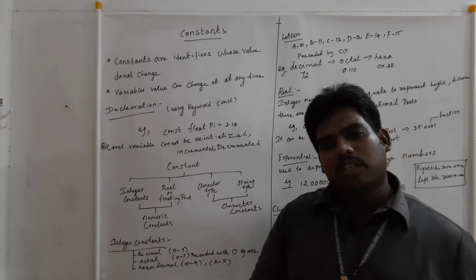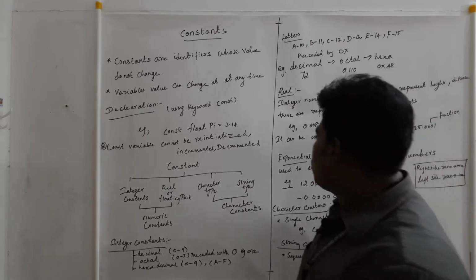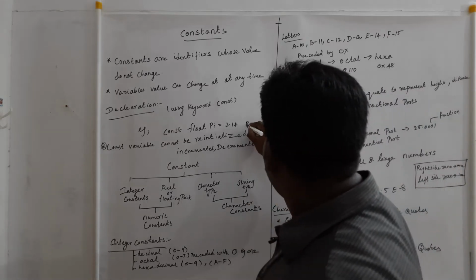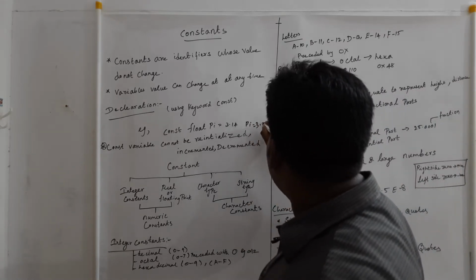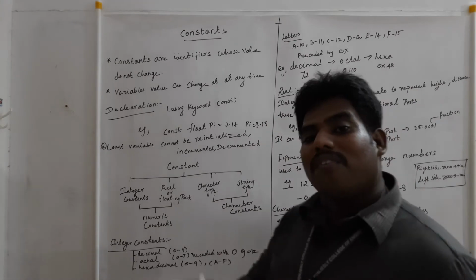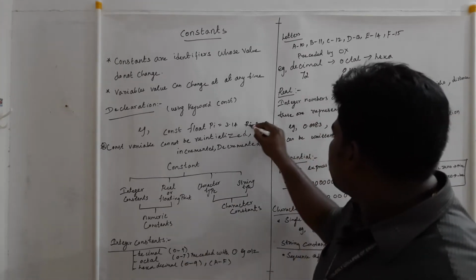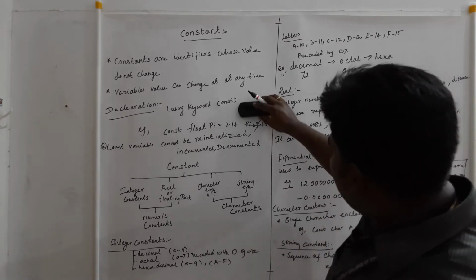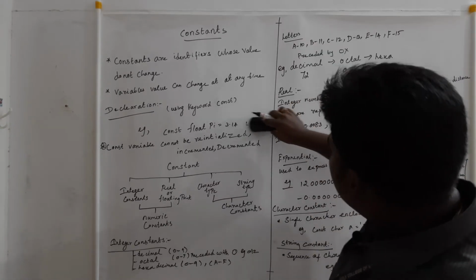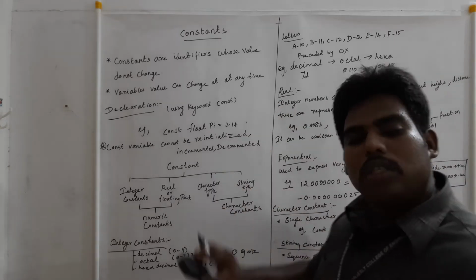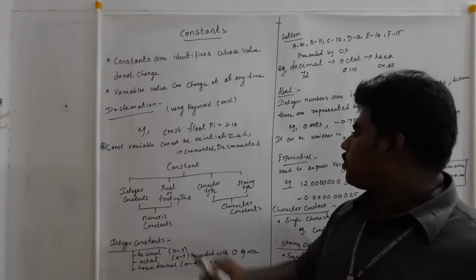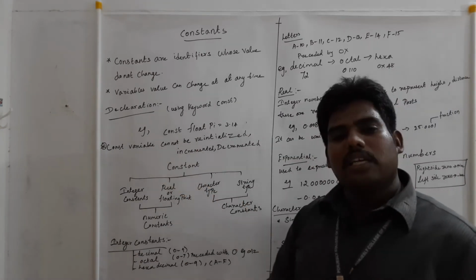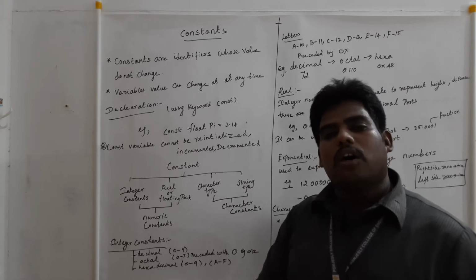What is reinitialized? In the next line, I can't change it like this to 3.15. For a variable I can do it, but here it is wrong. I can't reinitialize. Once the value is assigned, it is fixed. That's why a constant variable cannot be reinitialized, incremented or decremented.